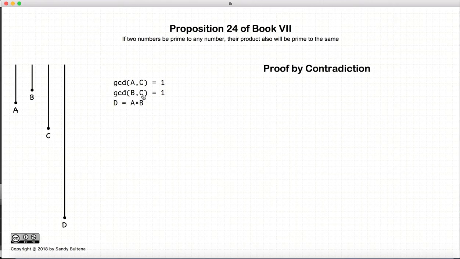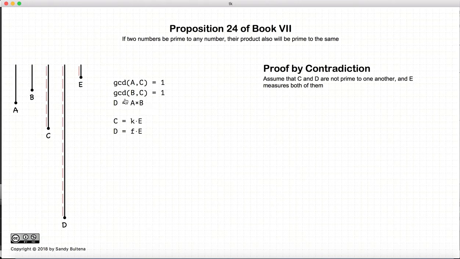So let's prove this by contradiction. And again, we start with A and C relatively prime, B and C relatively prime, and D is equal to A times B. Now let's assume that C and D are not relatively prime. In other words, there's a number E not equal to 1 where E measures C and E also measures D.